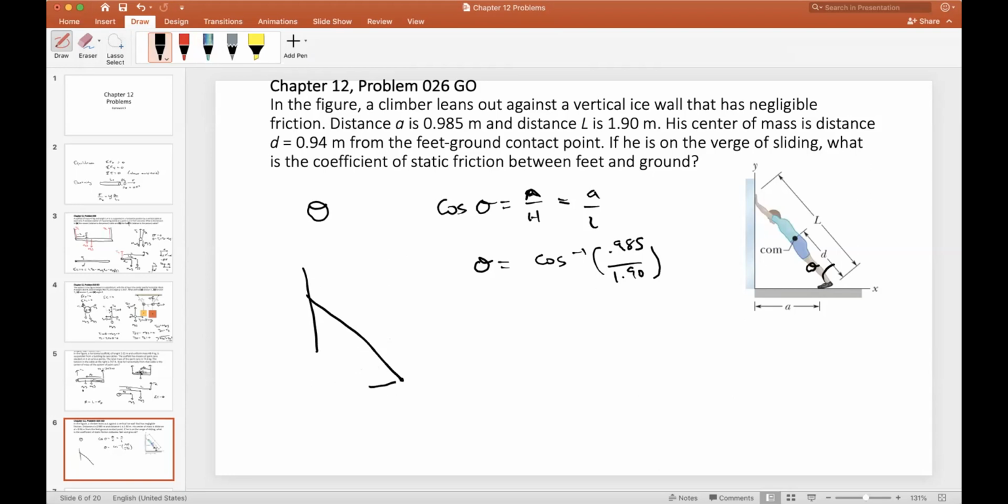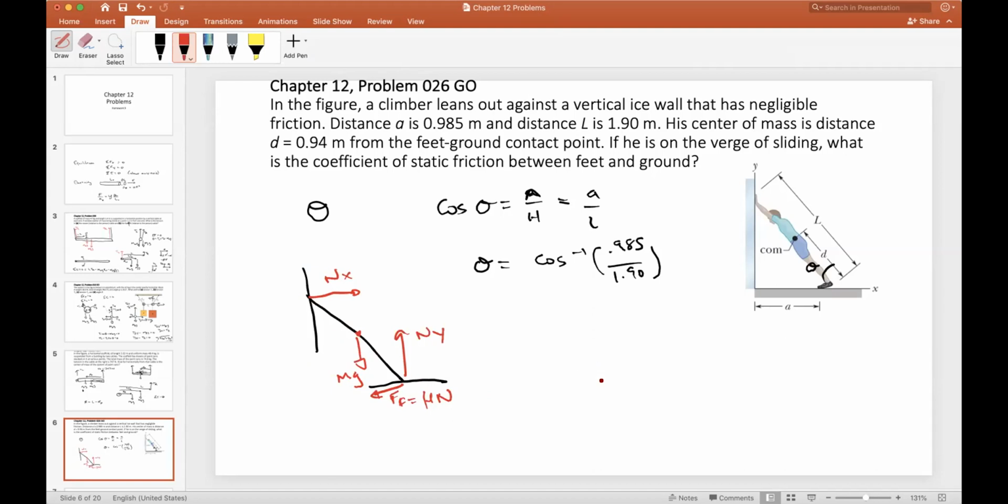The wall is frictionless, the ground is not. So we have a normal force acting in the X direction, a normal force acting in the Y direction, and we have his weight acting. His weight, which is mg, acts at a distance d. And then we have a force of friction acting in the negative X direction, and that's going to be mu n, okay?